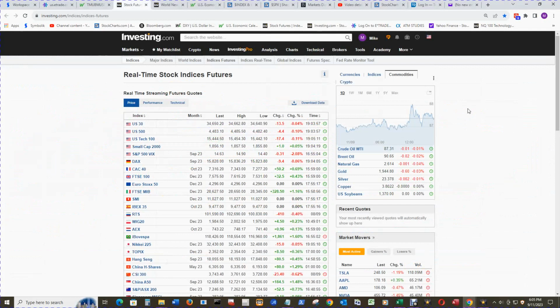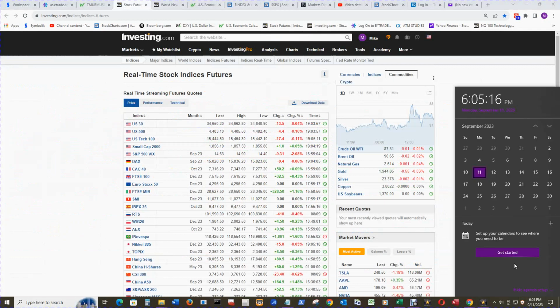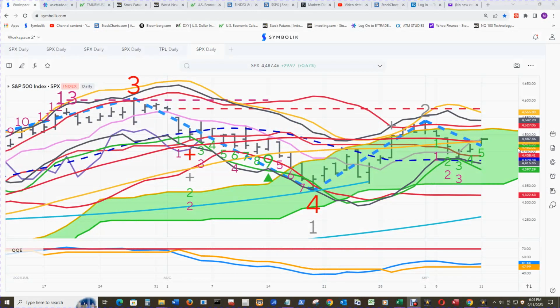And price in the aftermarket hours for the S&P 500 at 6:05 p.m. on the 11th is 4483. And if price decides to head back down, I think it's going to have a hard time getting below where it went above today. This was a real show of strength: the 50, the 35 in red, and the conversion line. So that was a good show today for the S&P 500 daily chart.